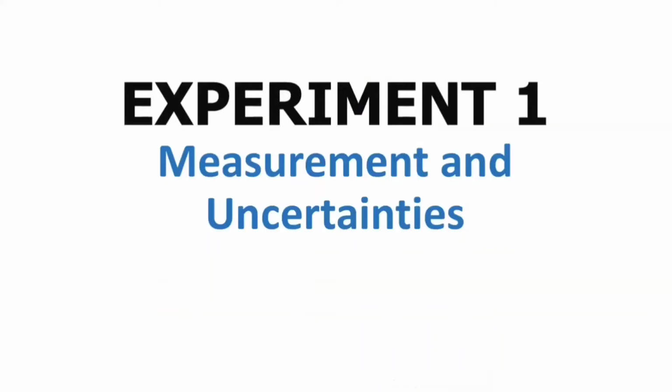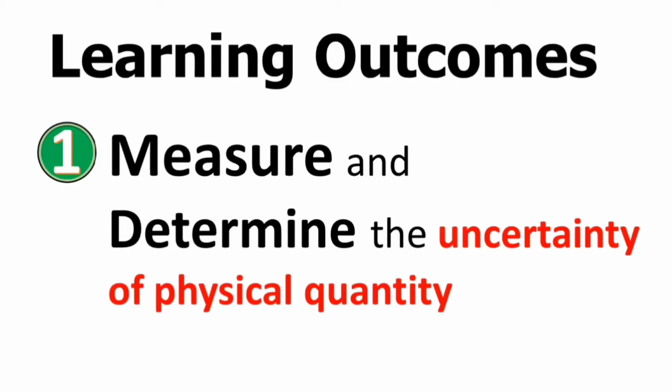In this video, we are going to go through Experiment 1, Measurement and Uncertainty. Make sure you have your jotter and manual ready. You will need your jotter for taking notes as you follow along with the video. The learning outcome of the experiment is that you can measure and determine the uncertainty of physical quantity.